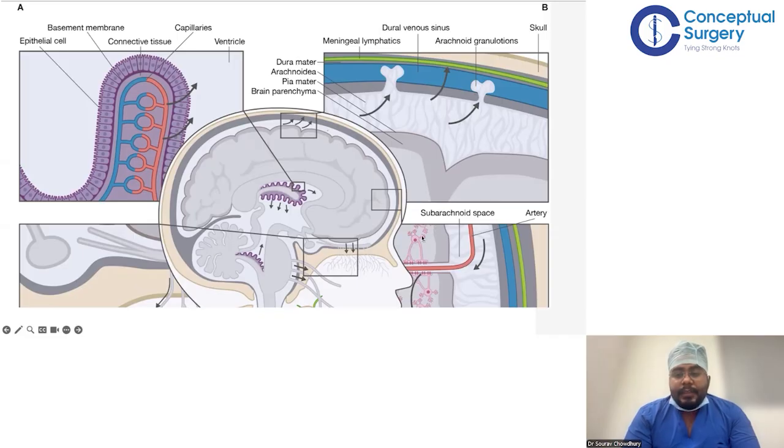Another pathway is this particular subarachnoid space. You can see the dura. This is the pia. Then in between there is the arachnoid space. There are multiple vessels that go through the arachnoid spaces. So these vessels also drain the CSF. These are all newer pathways on which studies are still going on. So abnormality in all these pathways will give rise to something called hydrocephalus, that is accumulation of fluid inside the brain.